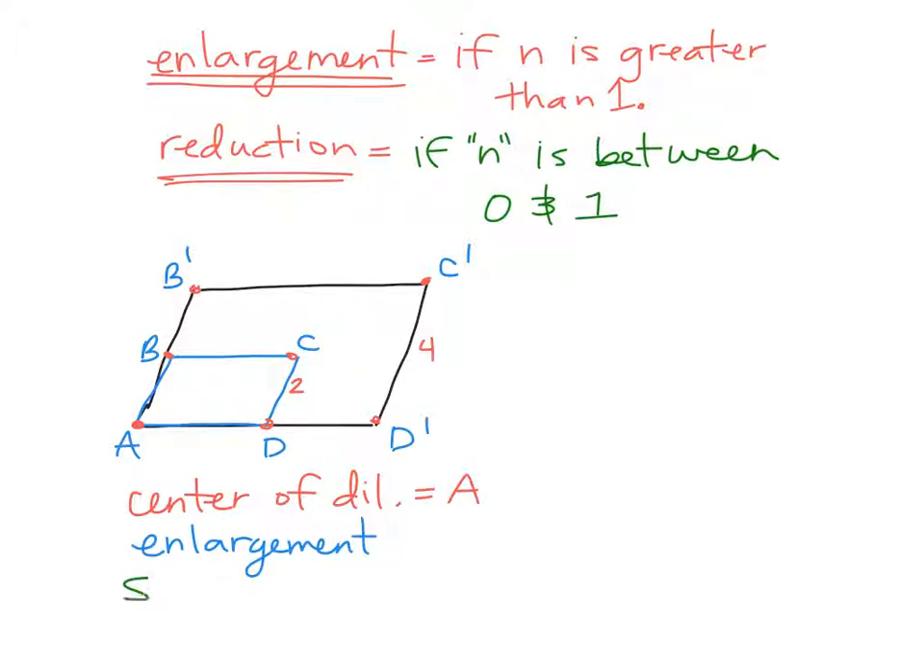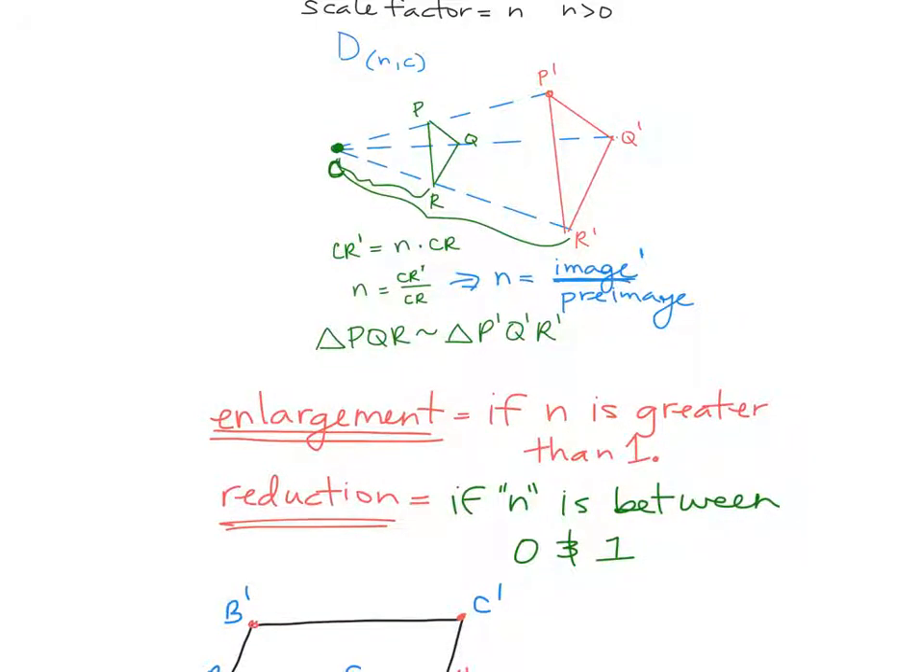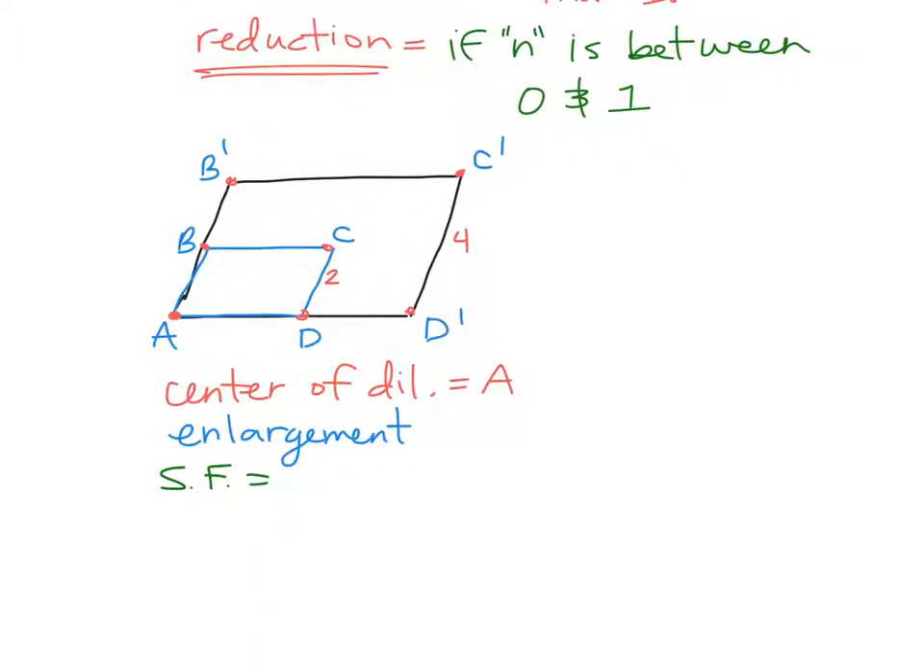And then the last thing I want to know is, what is my scale factor? Now go back up here to where we talked about scale factor, right? When you do your scale factor, it is always image over pre-image. So do you have numbers for these figures? You do. You have a 2 and you have a 4, right? Which one goes on top? The 4. It's the image, right? C prime, D prime over the original. So it's 4 over 2, which would reduce to 2 to 1.